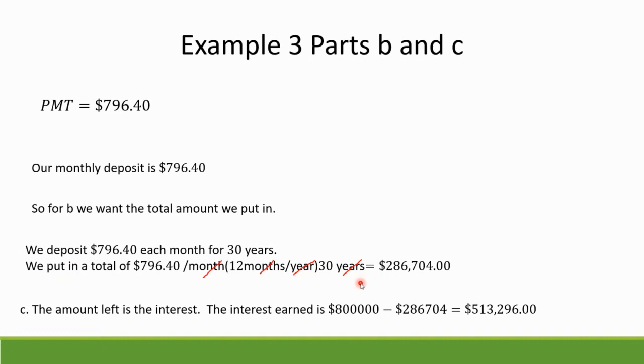And again, whatever is left over came from interest. So we subtract $800,000 minus how much in total we put in. Well, the rest came from interest, and that's what this amount is. Okay, any questions on that?